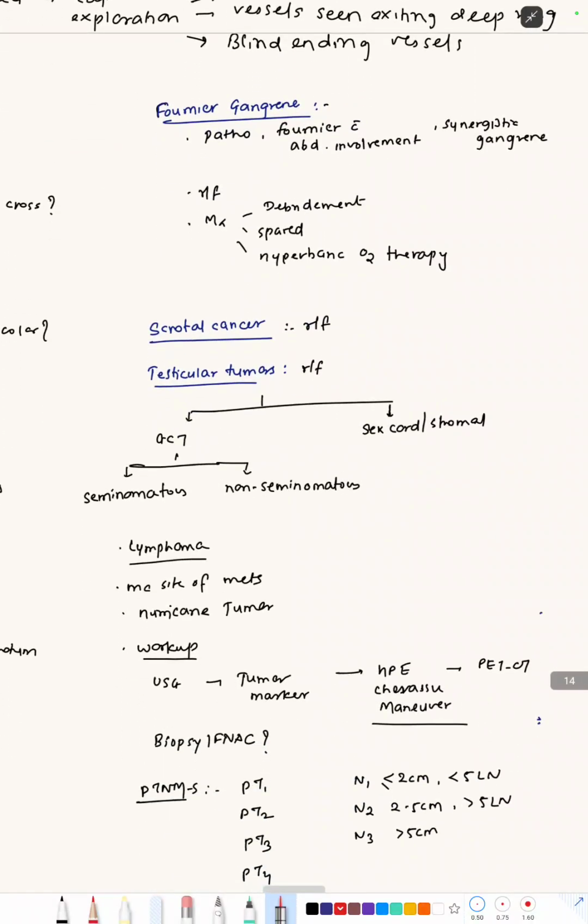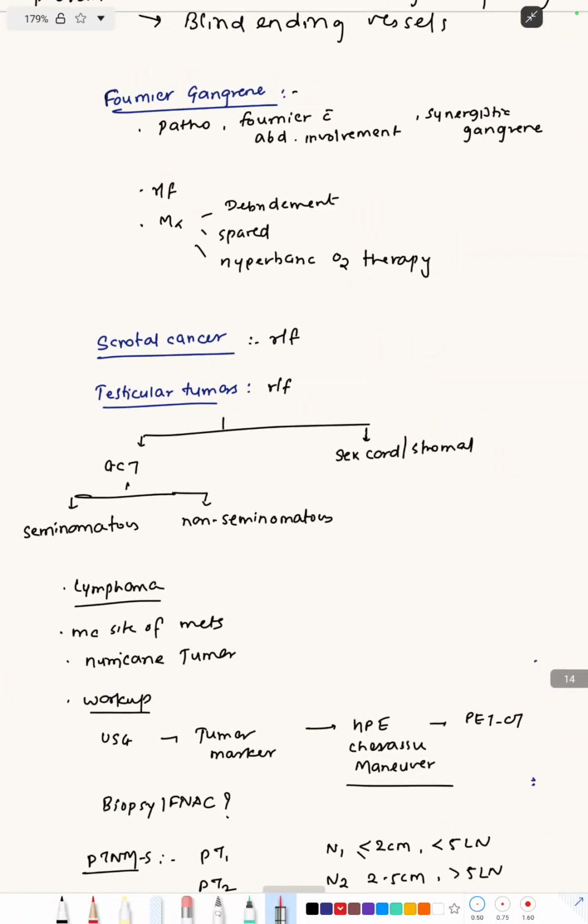So Fournier's gangrene, the pathology behind Fournier's gangrene is the necrotizing fasciitis involving the perineal region. Now it does not involve the testes and the urethra because they have a dual blood supply. So these are compromised. Now Fournier's gangrene along with abdominal involvement, then that is called as the Melanese gangrene. The synergistic gangrene because both aerobic as well as non-aerobic bacteria they grow in it.